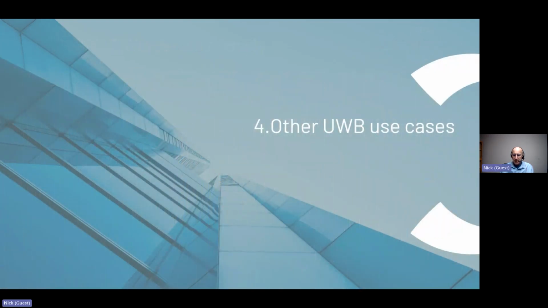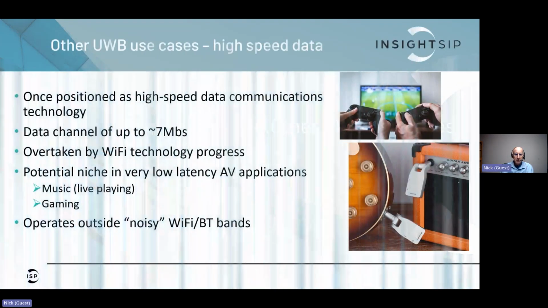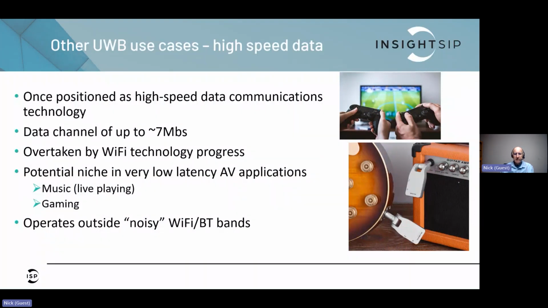So, just some other use cases. Most of them are a bit niche. You can do very high speed data transmission over UWB. Why don't people use it for this? Well, overall, Wi-Fi has got a whole industry behind it. That means it's difficult for ultra wideband to compete, and so it's never really taken off as a technology. Wi-Fi has a huge investment behind it, which has meant it's been the technology of choice.